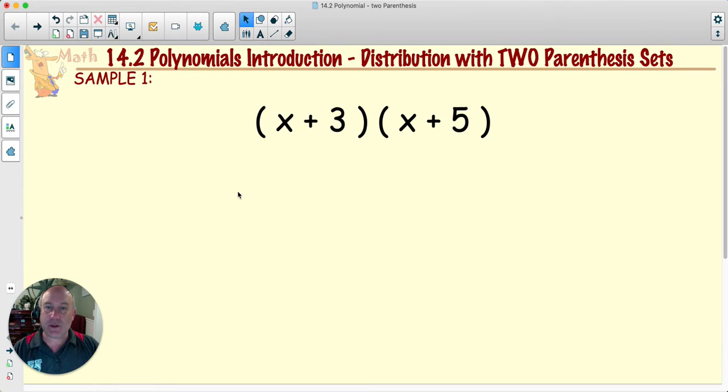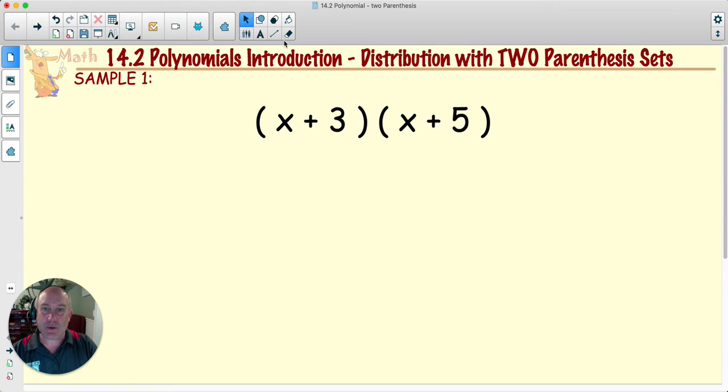Welcome to the second set of our polynomial introductions. This is 14-2, and we're working with distribution with two parentheses, or two parenthesis sets. This is the first sample.